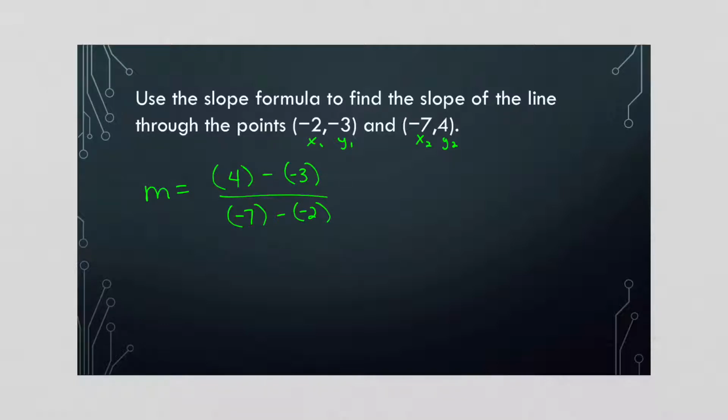Now I'm going to do that math. I've got a double negative there and there, and there and there. So now we're going to go ahead and do the math. 4 plus 3 is 7. Negative 7 plus 2 is negative 5. So our slope is negative 7/5.